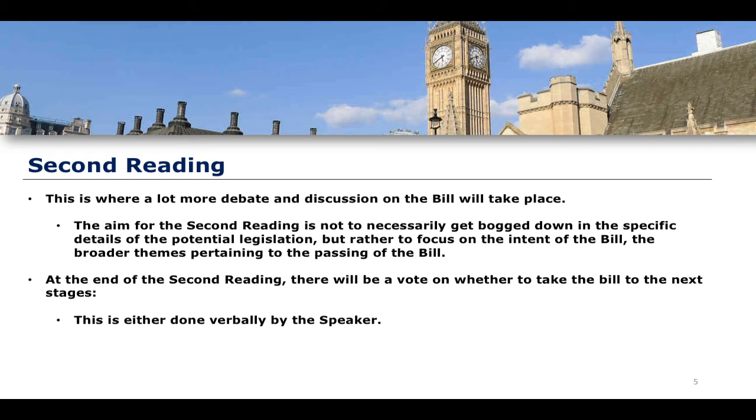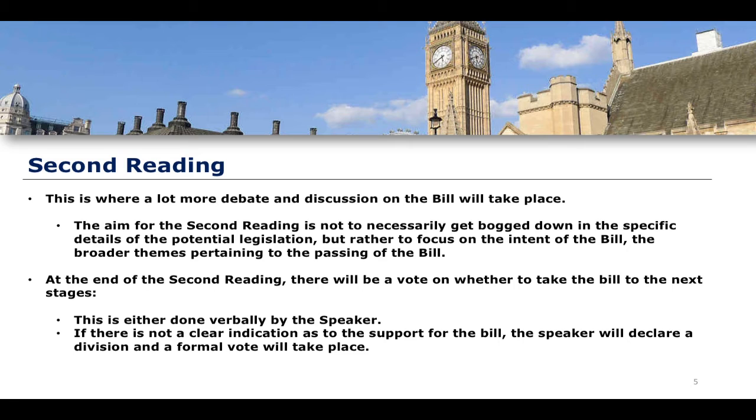This will either be done verbally by the Speaker, where you say the ayes or the nays, essentially. And if there is a division, they will clear the lobby, and you will have a formal vote take place.